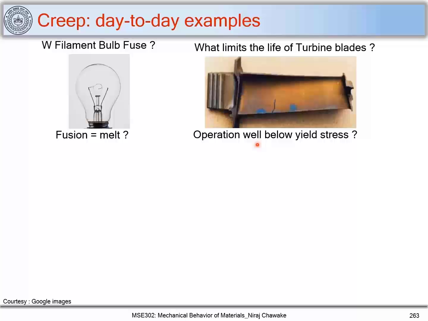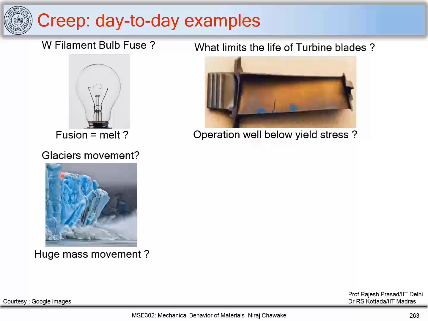Now let me give another example from nature, and you would have seen in this era of global warming that there are glacier movements. There is a huge mass movement of this snow which gets discharged from the main icebergs, and this happens over a period of time. So these glacier movements get unnoticed and there is a sudden catastrophic deformation which occurs.